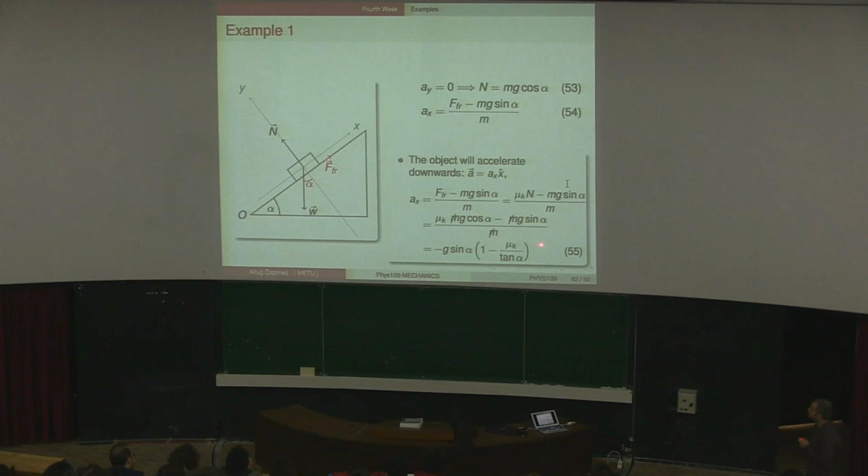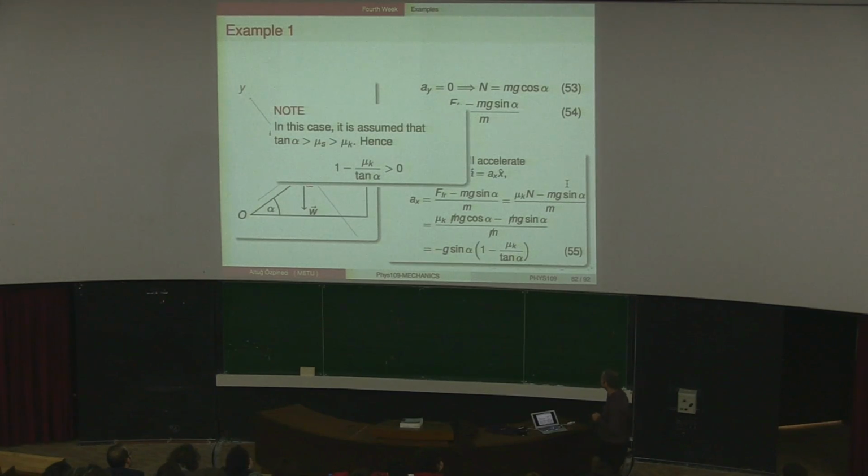Now, how can this be negative? If tangent alpha is smaller than mu k, then this number over here can be negative. In that case, our result will not make any sense. But we had already assumed that before, when we studied the case when tangent alpha is less than the static coefficient of friction. Now we are studying the case when tangent alpha is larger than the coefficient of static friction, which we know is larger than the coefficient of kinetic friction. So 1 minus this number over here is always larger than 0. So the acceleration is, as we expected, negative, meaning that it is accelerating in the minus x direction.